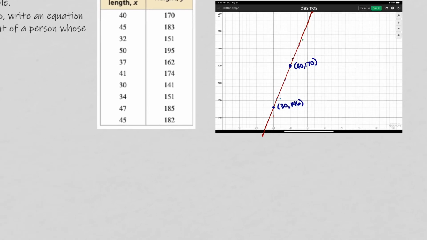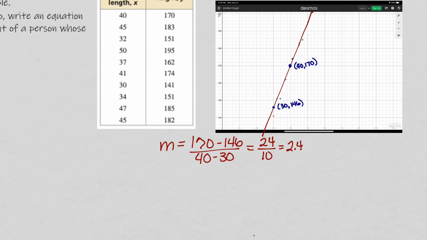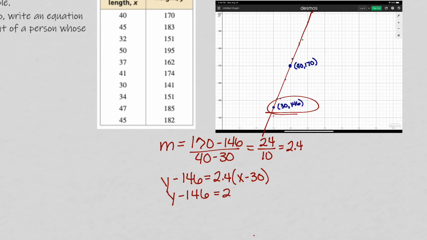So let's go ahead and find our slope. So I have 170 minus 146 over 40 minus 30. So I end up with 24 over 10, and that's 2.4. All right, let's go ahead and find our y-intercept by plugging this into the point-slope form. So it's y minus our y1, and we're going to say this is x1, y1. So y minus 146 equals our slope times x minus x1. Okay, distribute that 2.4. We get y minus 146 equals 2.4x minus 72. And we're going to add the 146 to both sides. So we get y equals 2.4x plus 74.